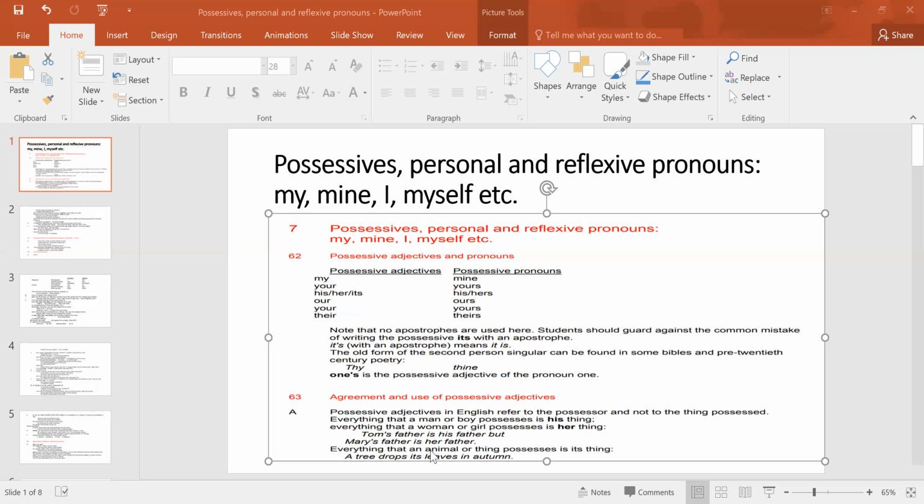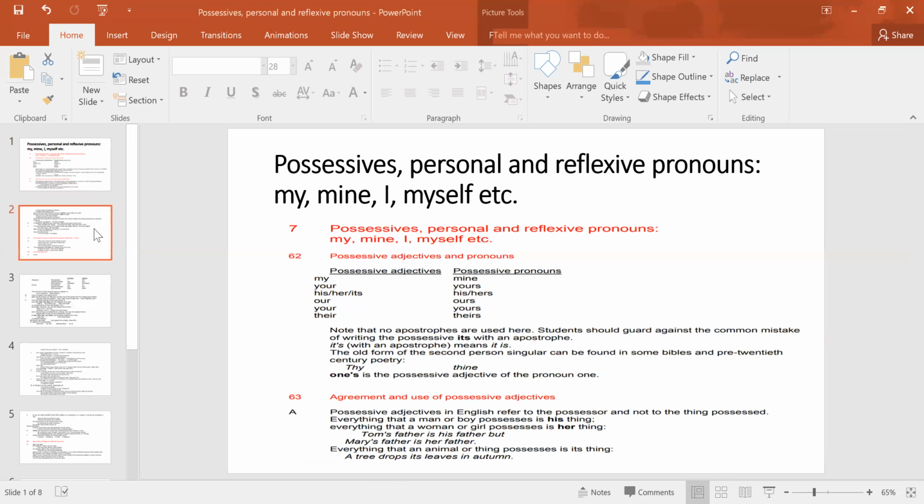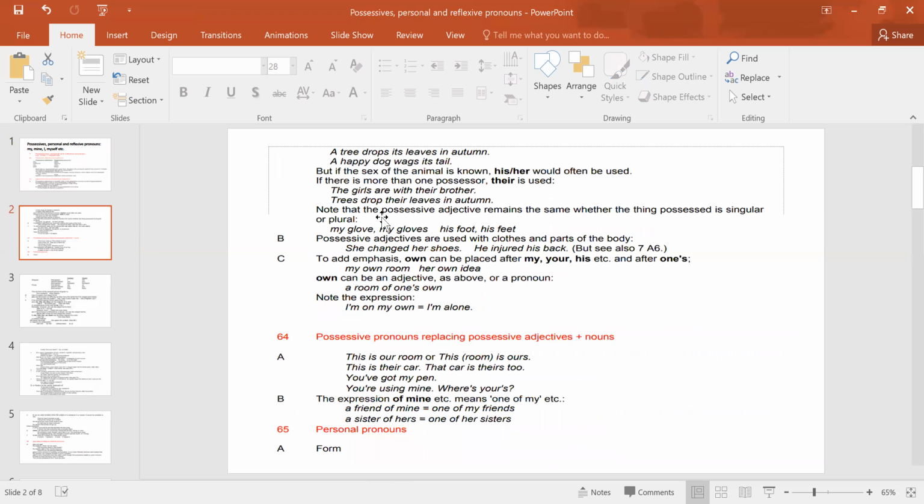For example, a tree drops its leaves in autumn. Its leaves. So this its refers to a tree. In the next slide, a happy dog wags its tail. You are using its for a happy dog here. But if the sex of the animal is known, his or her would often be used. If you know the sex of the animal, you will of course use her or his for that animal.